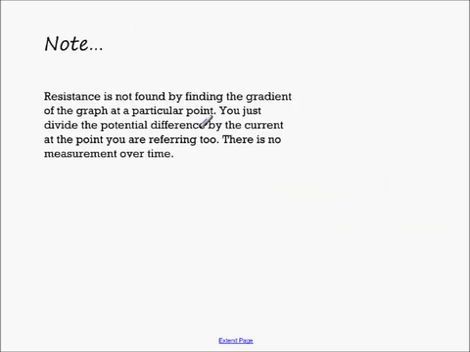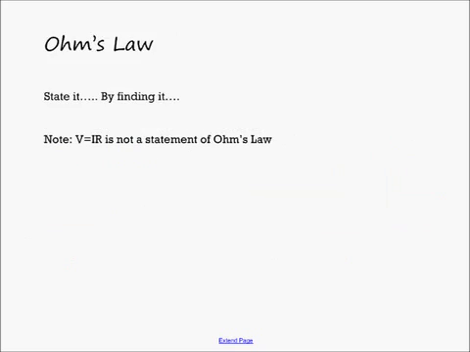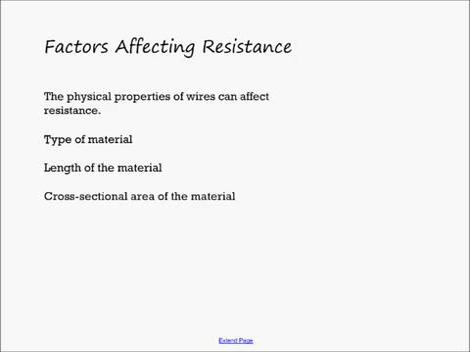Now note that resistance is not found by finding the gradient of a graph at a particular point. You just divide the potential difference by the current at the point you're referring to. So in other words, if I want to find the resistance there, do not do a gradient or a tangent. Just do whatever the value of V is divided by the value of I, and that will be your resistance. We just talked about that.